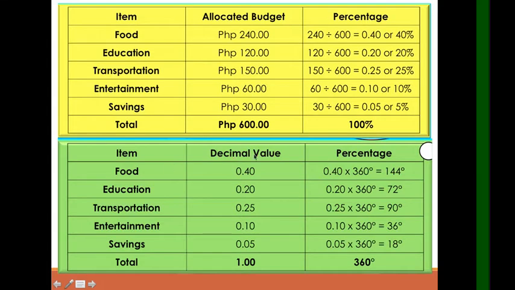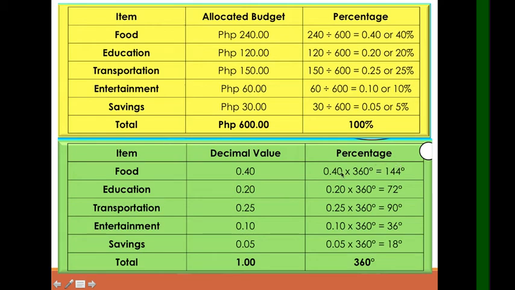Now, for number 2, we need to determine the measurement of the degree of the central angles. Yung degree ng bawat item given their percentage. So we will use the decimal form for food, education, transportation, entertainment, and savings. So we have 0.40, 0.20, 0.25, 0.10, 0.05, a total of 1.00. And then we need the degree of each item, not the percentage.